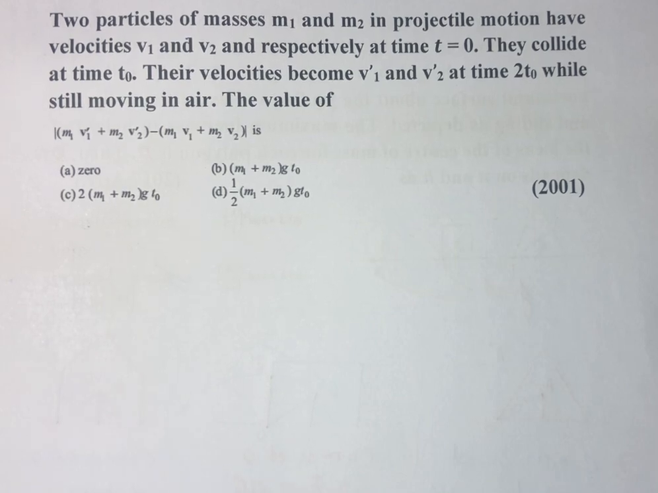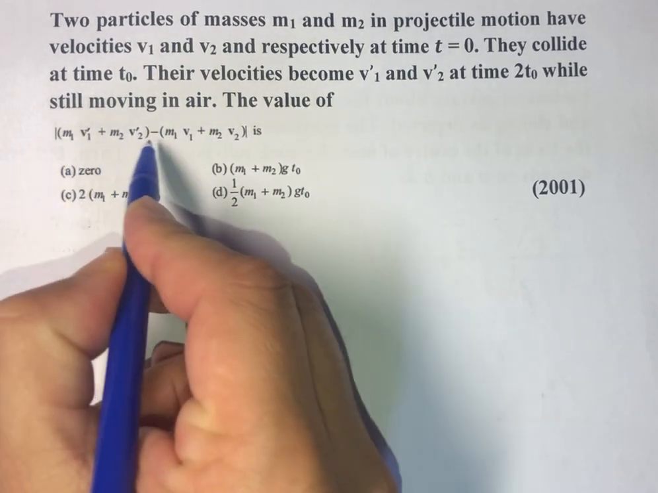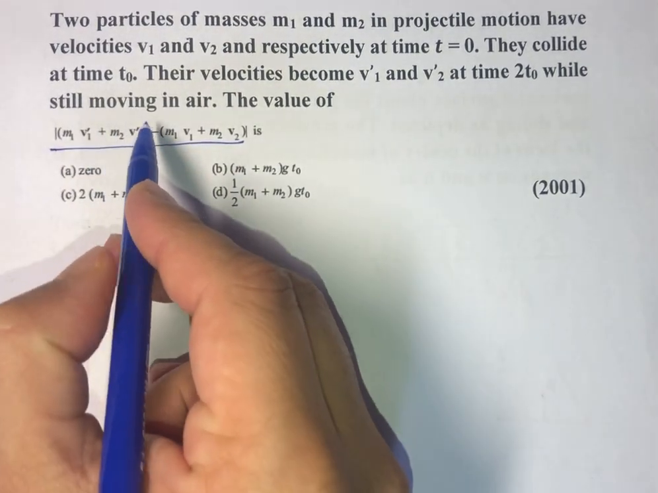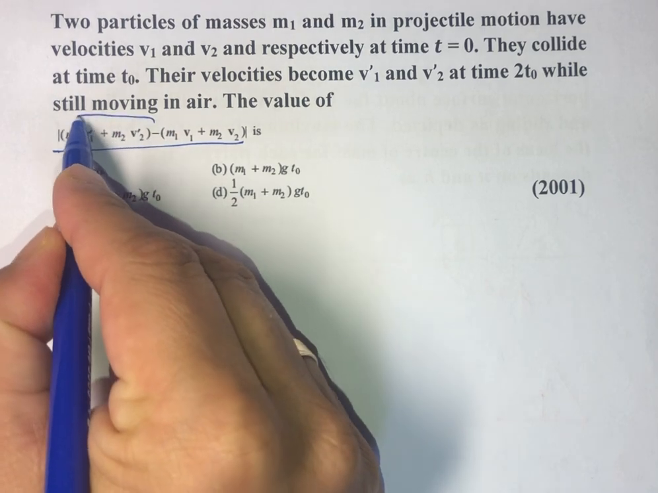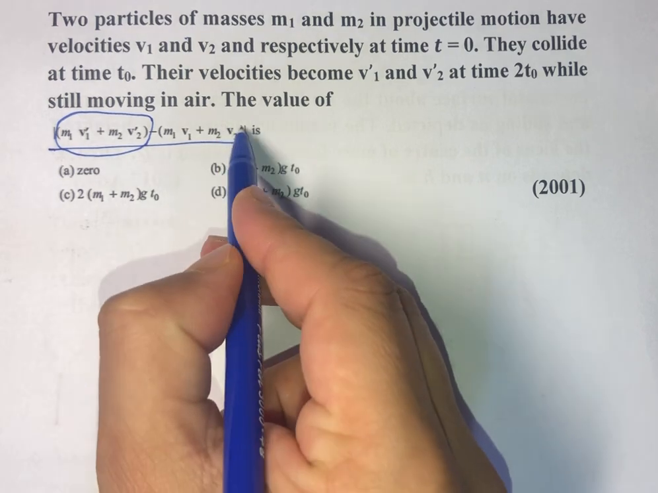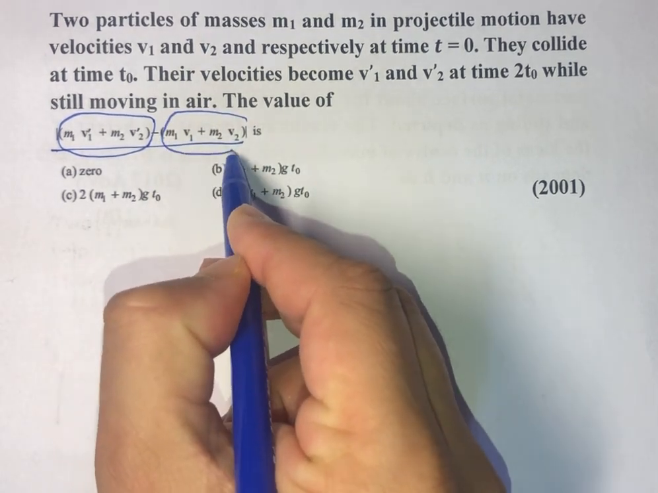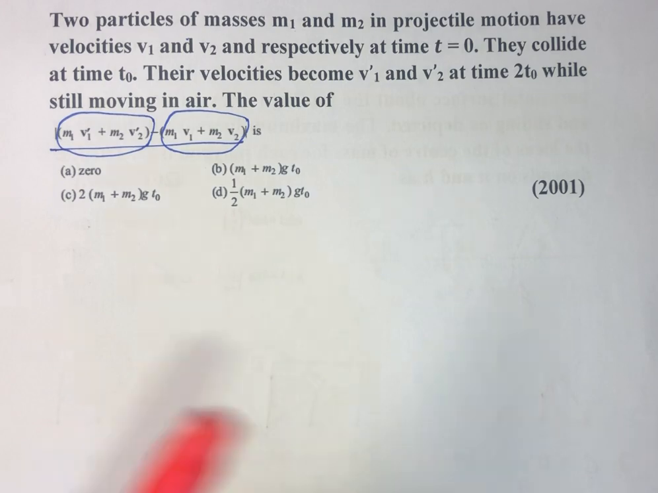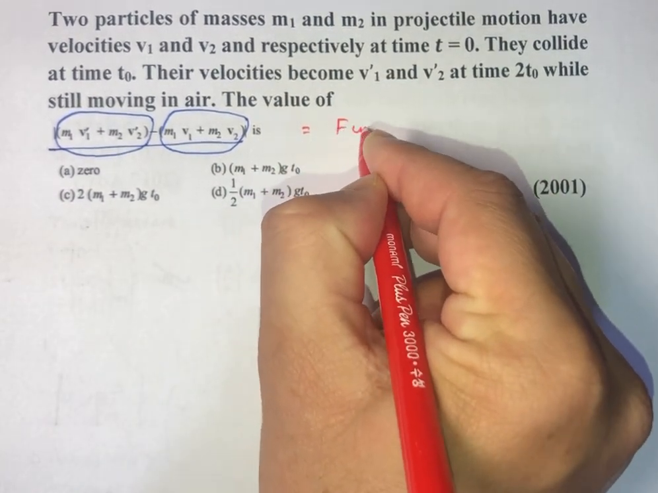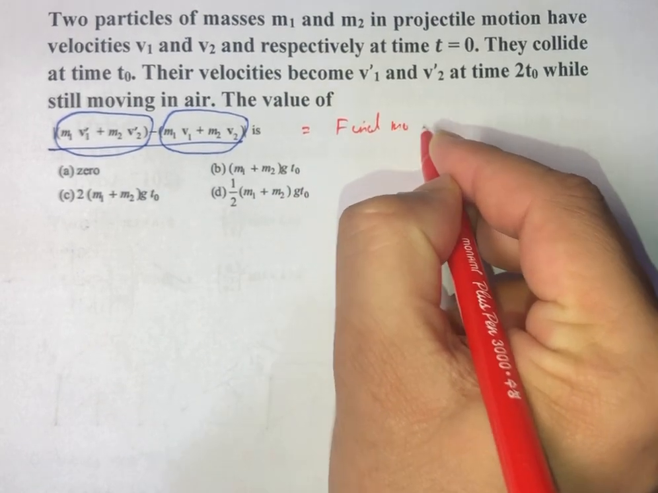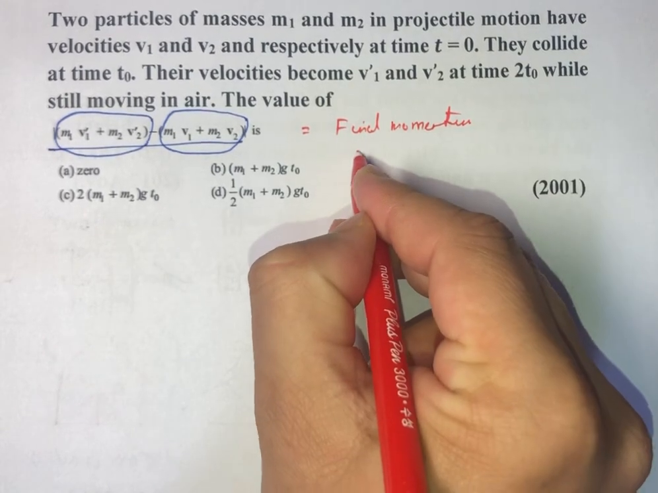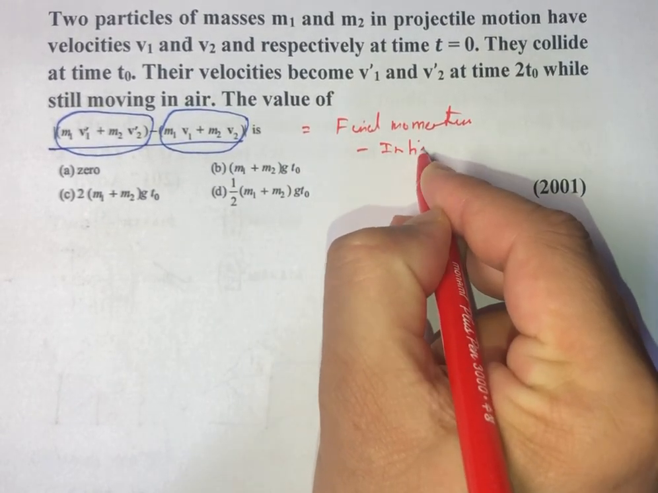So if we see this equation, which we are supposed to find out its value, from here we can say that this first part is the final momentum and the second part is the initial momentum. So from the question we are supposed to find out final momentum minus initial momentum, that is required.